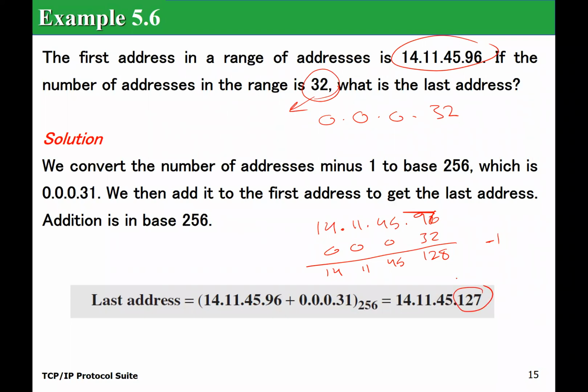Because remember, we always start from 0. So when you have 32 addresses, you start from 0 and it ends with 31. Zero is an extra; we're not starting from 1. If you start from 1 and you have 32 addresses, it would end at 32. But since we start from 0, the addresses end with 31. That's why we do a minus 1. So again, what we did is we added them, then subtracted 1.